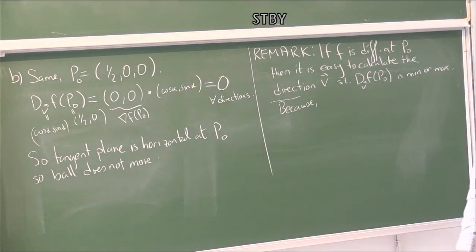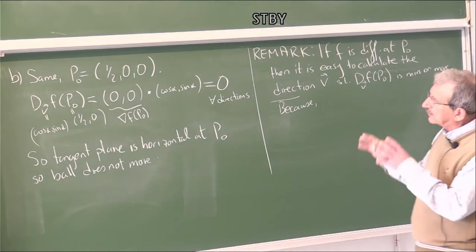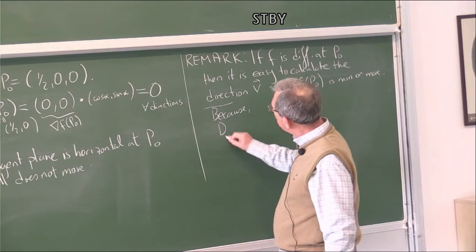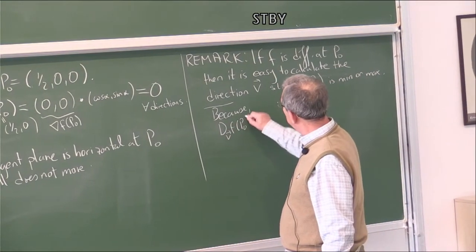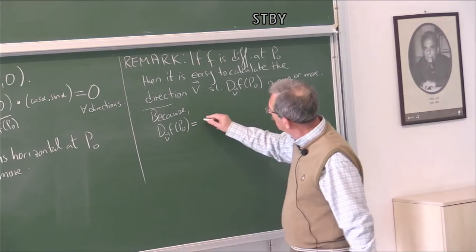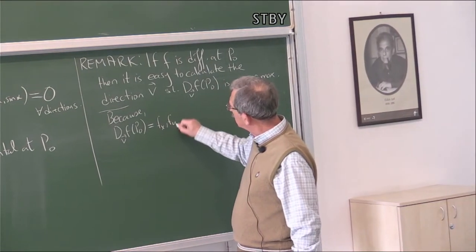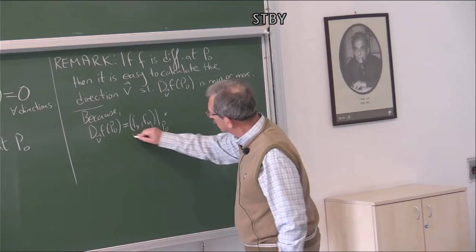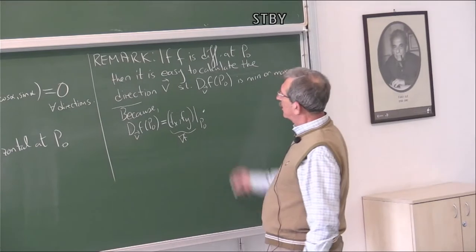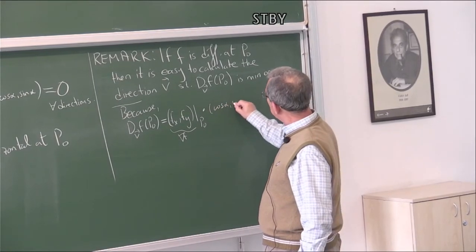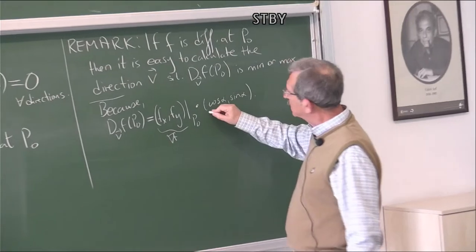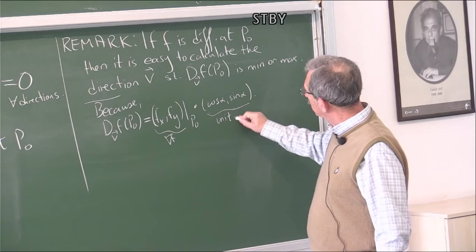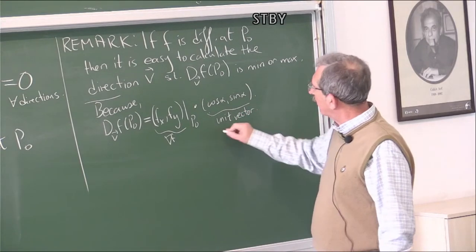Let us look at differentiability again, because then dvf at p0 will be (f sub x, f sub y) at p0, which is just the gradient vector, dotted with (cosine alpha, sine alpha). This is the unit vector in the direction of v.